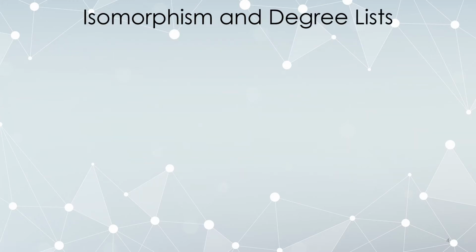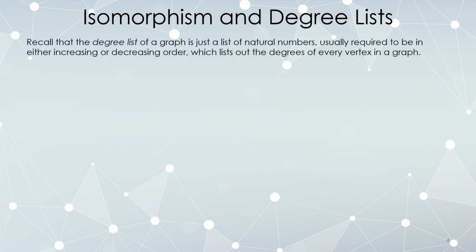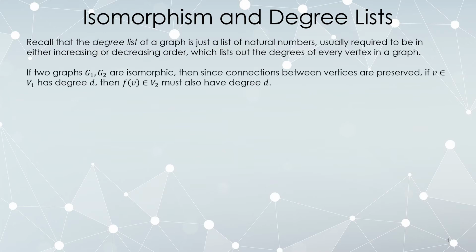So let's take a look at how isomorphism of graphs interacts with degree lists, just writing out a list of the degree of every vertex. So the degree list was just this list of numbers, usually either in increasing or decreasing order. I tend to use decreasing order, which lists out the degrees of every vertex in a graph. Now suppose two graphs are isomorphic. There is a way to exactly map vertices and edges between them that preserves the structure.